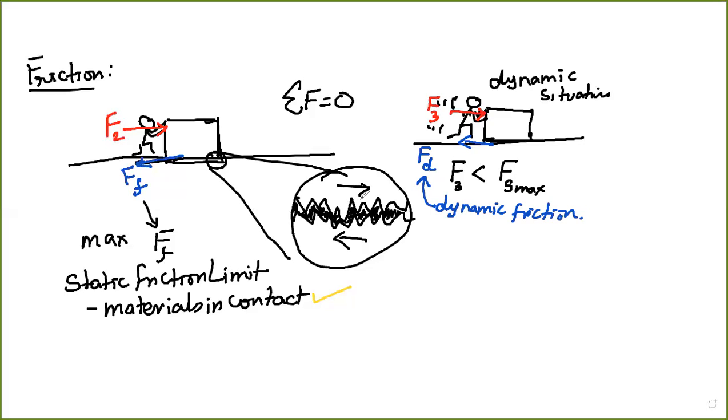So to answer the second question, if you want a crate to be moving at a uniform velocity, then how much force will you be applying? What is the amount of force that you will be applying? Well, the answer has to be equal to the amount of dynamic friction that is there. Because if this F3 is equal to the dynamic friction, if F3 is equal to FD, sorry, that looks like an S, but it's 3. Then you have again sigma F is equal to 0, but in this case it's a dynamic equilibrium.